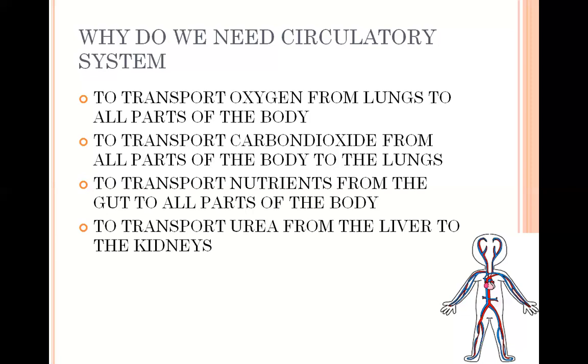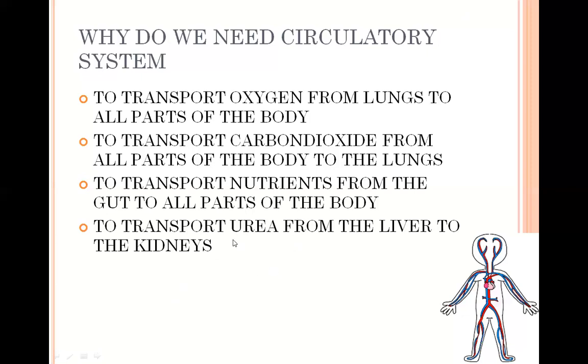All the nutrients that are present in the gut, that are being digested in the gut, have to reach different parts of the body for their working, for their reaction, for their metabolism. So what makes this possible? It's the circulatory system, more specifically the blood, which is a medium for the transport. And the last is to transport urea from the liver to the kidney.